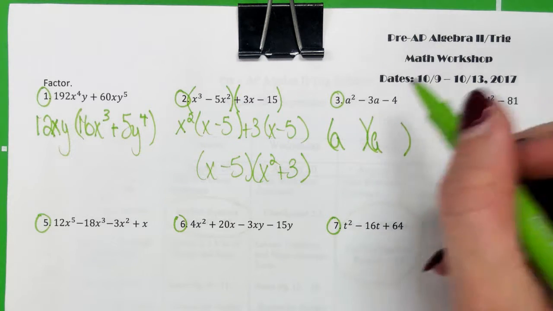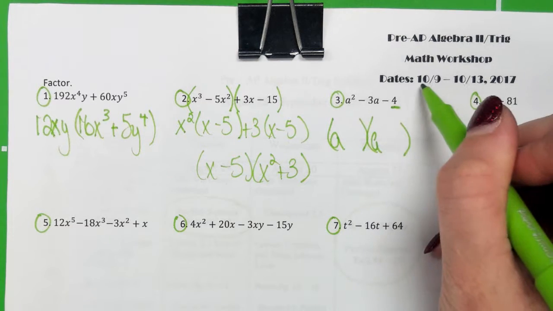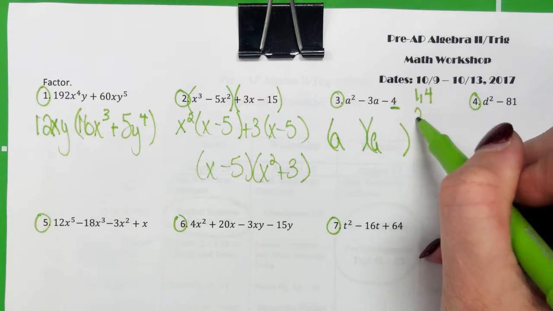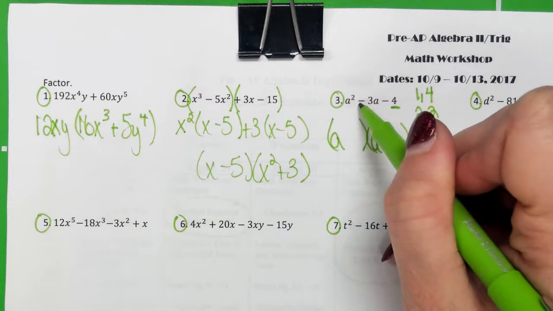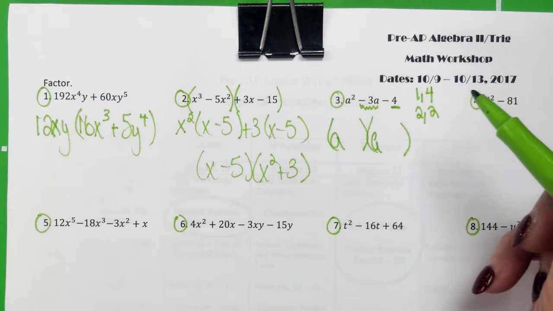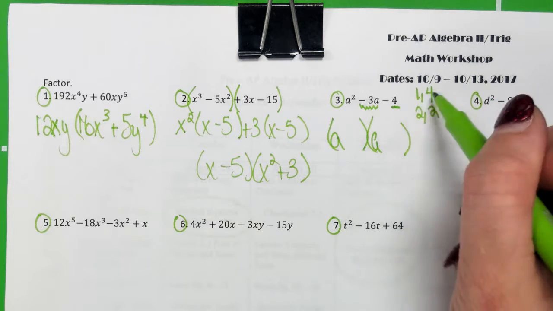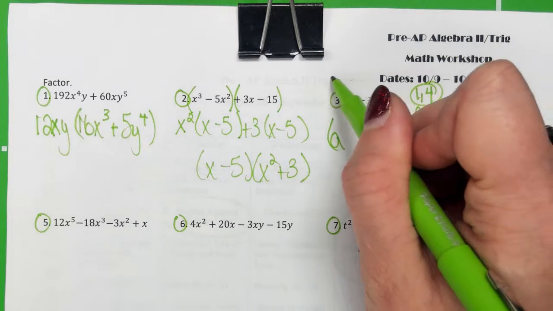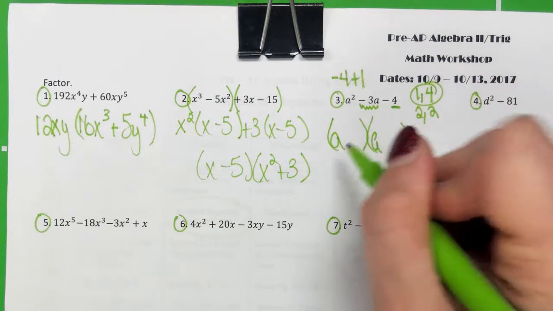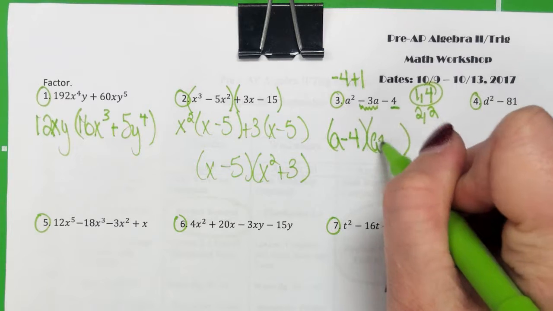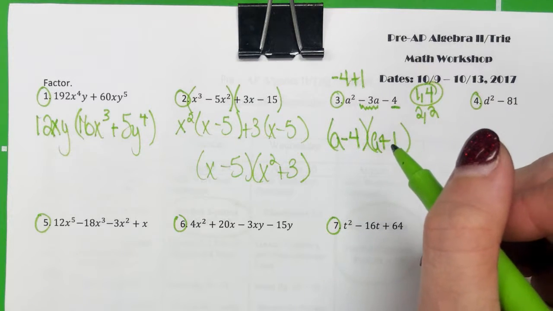You find something that equals to -4. There you go. Multiplies to be 4, or -4. Adds or subtracts to be -3. Which one's that? -4 and +1. Very good. Or +1 and -4. Doesn't matter.